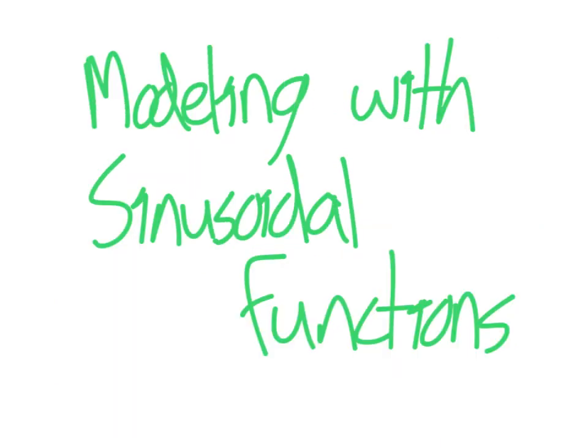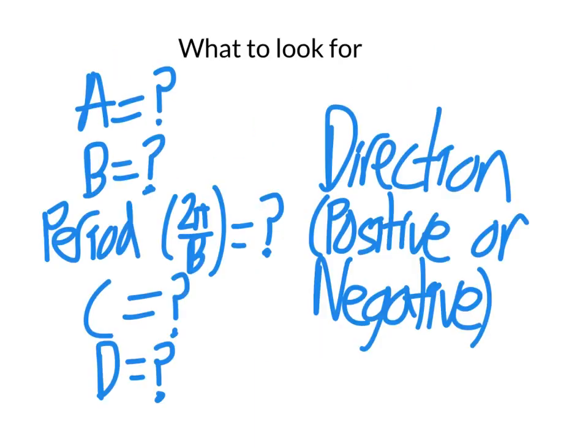Now the final part of this video will be on modeling with sinusoidal functions. Really, with modeling, you just need to know what you're looking for. You need to look for your amplitude, your b or your frequency, therefore your period, and then your displacement and your midline, and you need to know what direction you're going in.